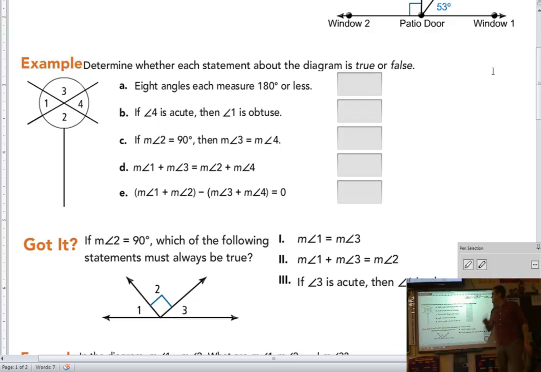So, I want you to think through, and you can compare with a partner and see if you agree. Each of these, are they true or false? And always, if you get done with this section, you can move on to the got it if you want. I'm going to give you like 2 or 3 minutes to work on this.